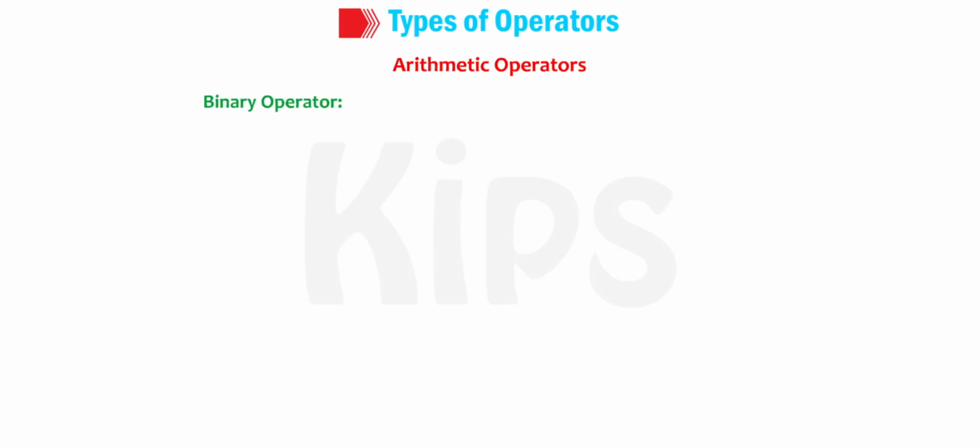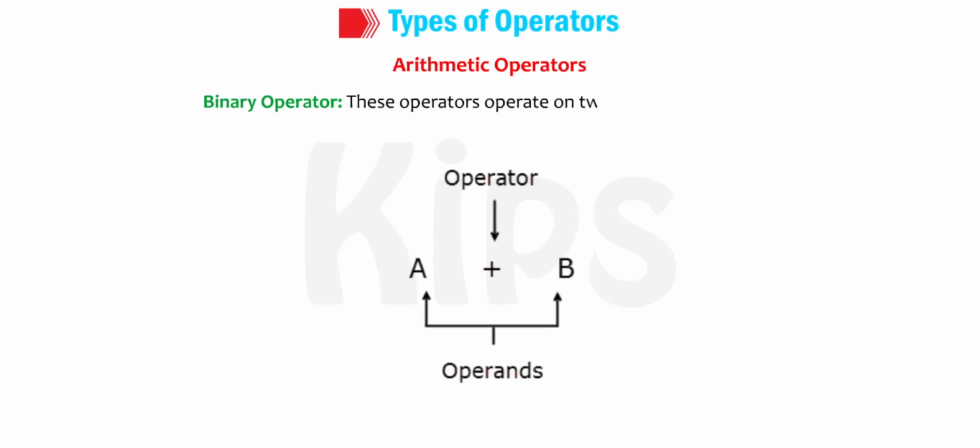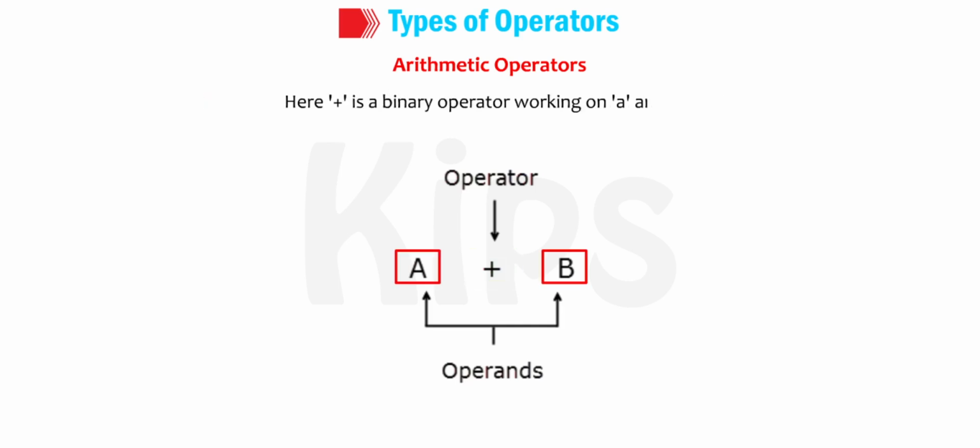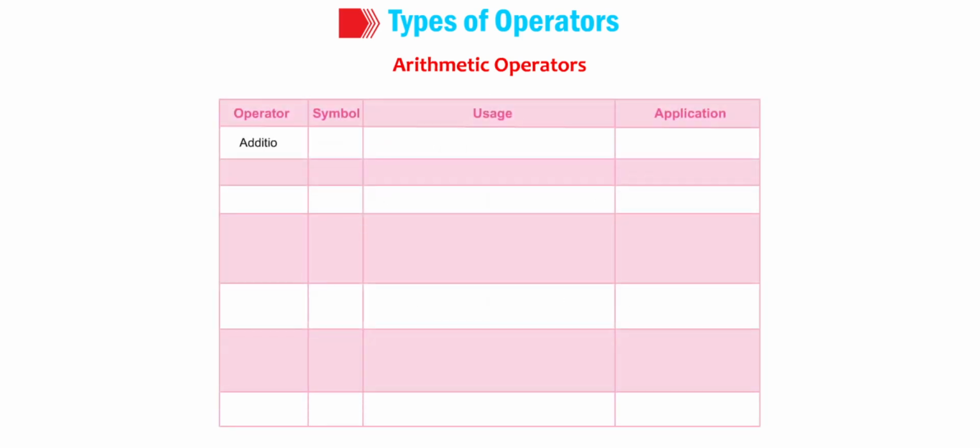Binary operators. These operators operate on two operands. Example, A plus B. Here plus is a binary operator working on A and B. Binary operators can further be classified as addition. To obtain the sum of values. Value of 13 plus 3.5 is 16.5.